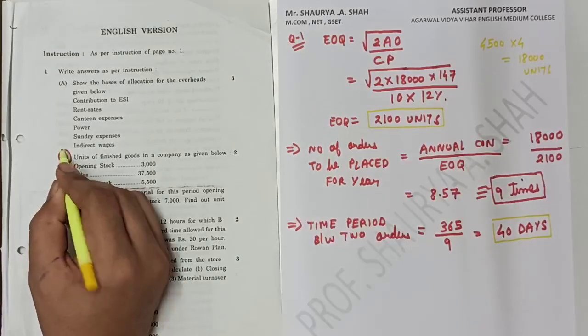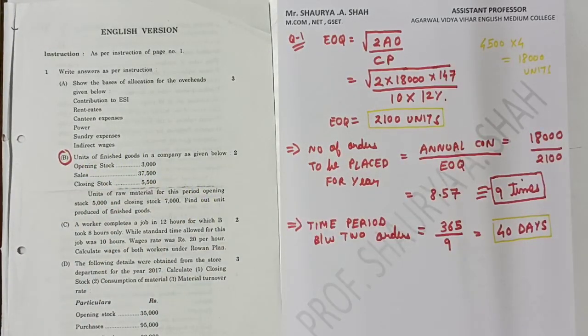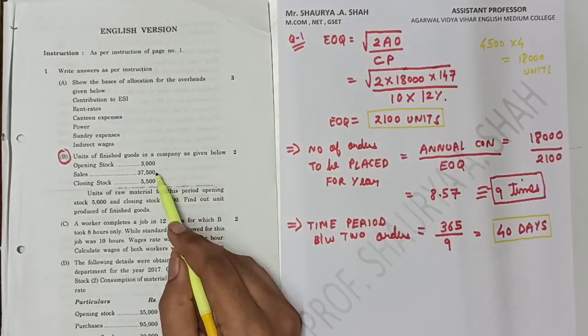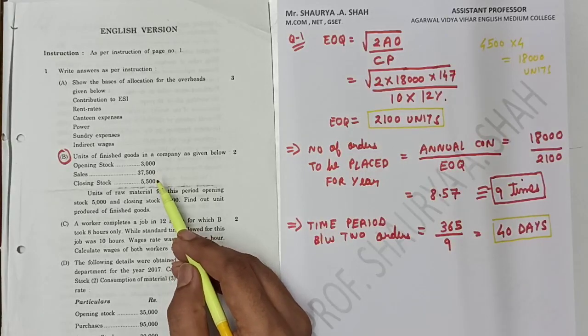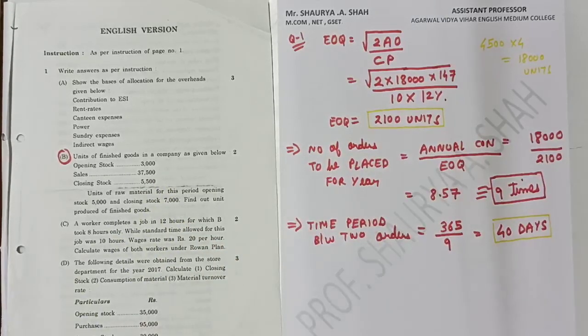It is units of finished goods in a company given below. Remember, it is for only 2 marks, students, right? Units of finished goods is given. What is given? Opening stock is 3000 rupees, sales is 37,500, closing stock is 5,500. Okay, so I have been given opening stock, closing stock and sales.